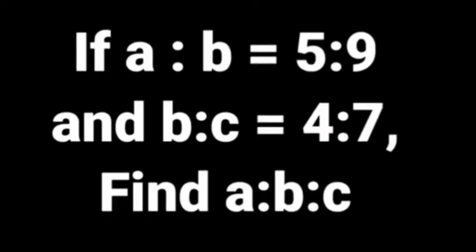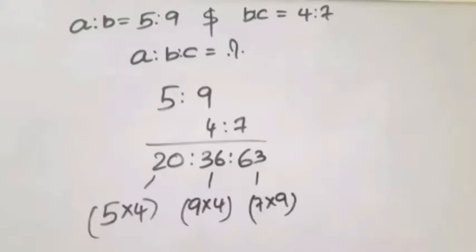If A is to B is equal to 5 is to 9 and B is to C is equal to 4 is to 7, what they are asking is to find A is to B is to C. So we have two ratios and we want to find A is to B is to C. So let's see the answer. Simply write in this manner 5 is to 9 and 4 is to 7. So we have to multiply like this.